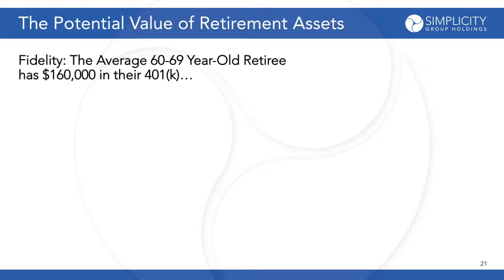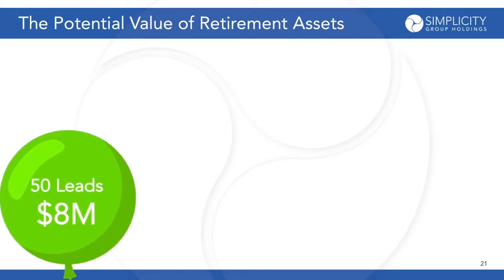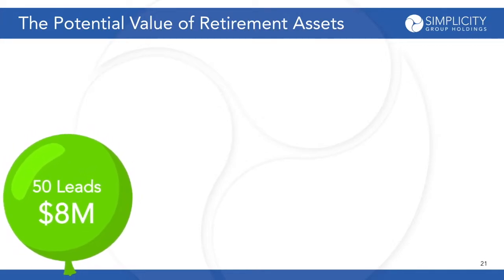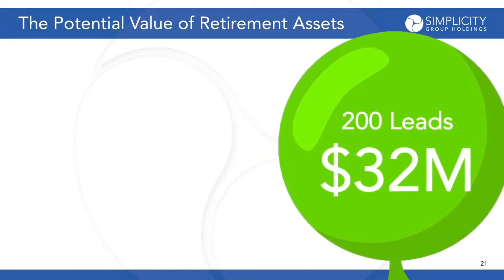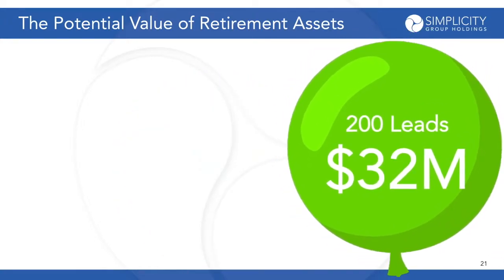Pretty interesting information. I don't know if you knew this, but the average client's 401k from the age of 60 to 69 is $160,000. I want to talk about how fast you could build up a pipeline of prospects. If you only had 50 people that met that criteria, you'd have $8 million in your AssetLock account. 100 people is $16 million, and only 200 is $32 million.